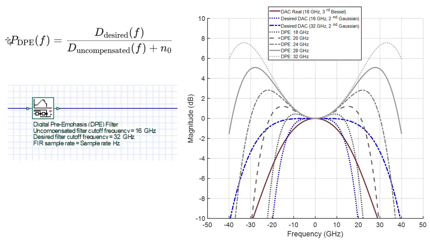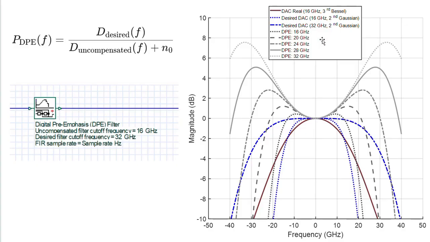The formula for this digital pre-emphasis filter is essentially the desired filter divided by the uncompensated filter. Now, for the denominator term, we're adding this N0 term, which is a noise compression term that allows you to control the amount of high-pass filter for the very high-frequency components as to limit the amplification of noise. So this is an adjustment term that's included inside the component.